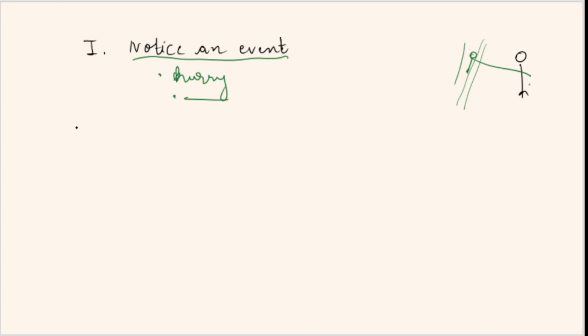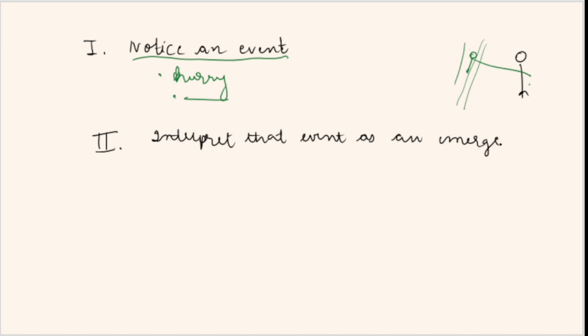After the person has noticed that there is an event going on, they need to interpret that event as an emergency. We evaluate it, right? For example, you see two people fighting and you think, okay, it's their personal matter, it's not an emergency, I don't need to get into it. So you would not interpret that event as an emergency, and then you would not help. If I have noticed the event, I would move on to the next stage of helping. If not, then there would be no helping or no pro-social behavior.